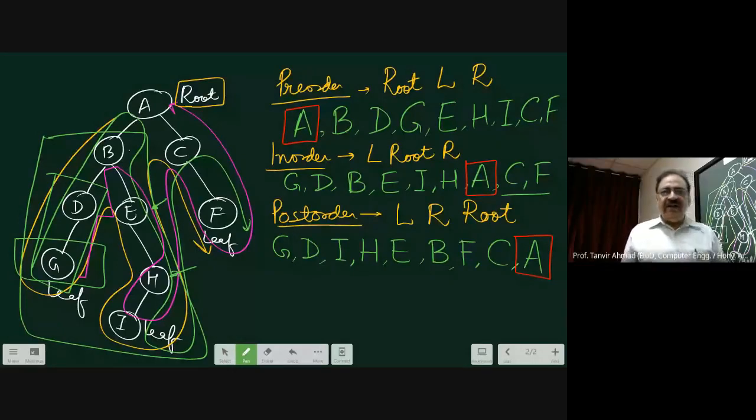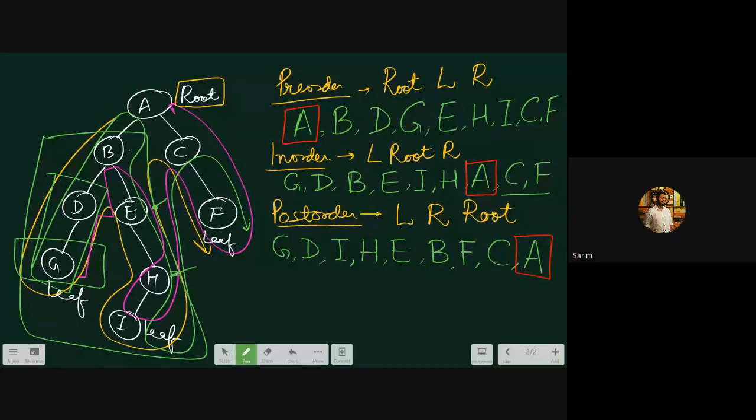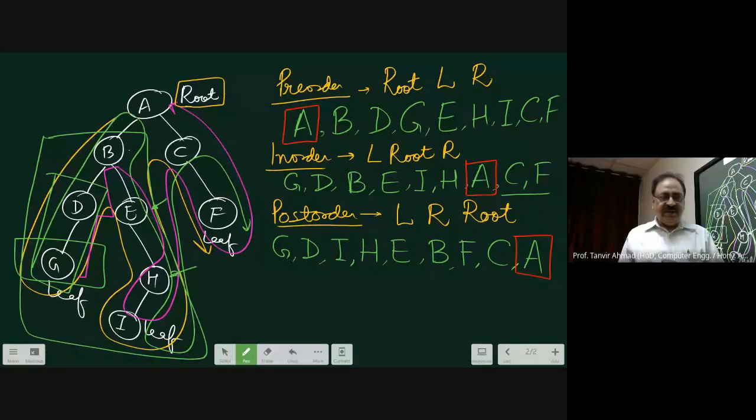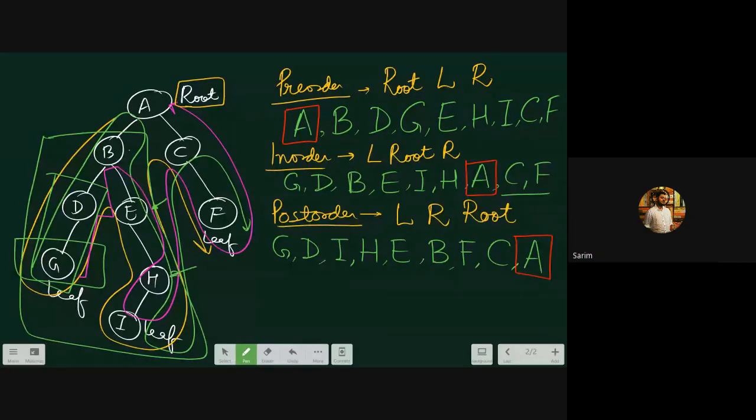Excuse me, sir. You said that in in-order we have to process root first and right after that. But we have written here after E, I H, but H is the root of I, so the same concept should apply in the in-order. We have written E, I, H, but H is the root of I.